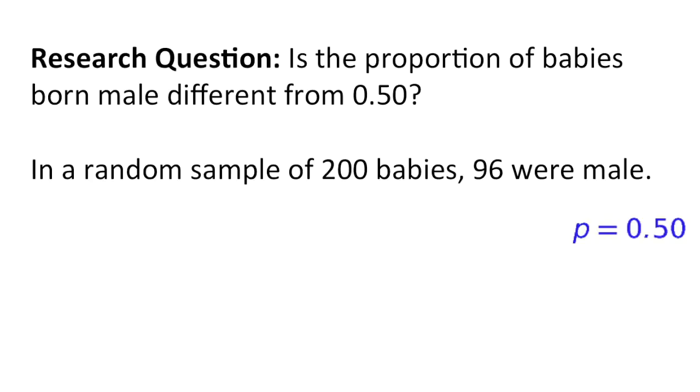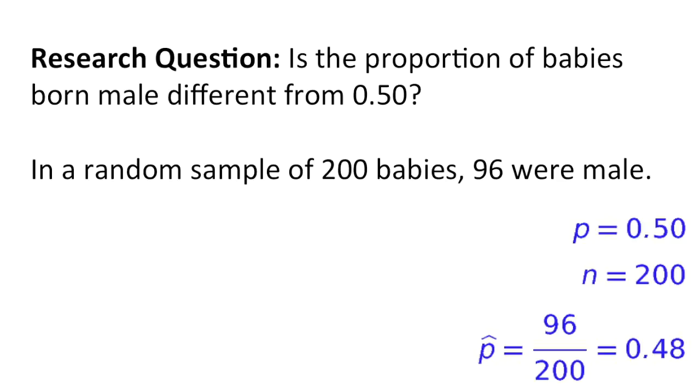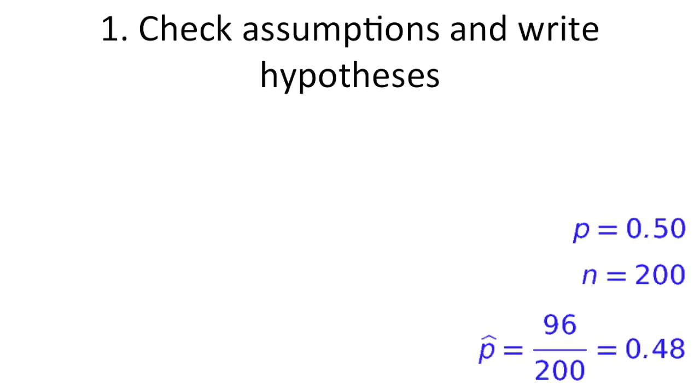From this scenario, we know that p, or the hypothesized population value, is 0.50, n, our sample size, equals 200, and p-hat, the sample proportion, is 96 over 200, which equals 0.48. Let's use the 5-step hypothesis testing procedure to examine this research question.